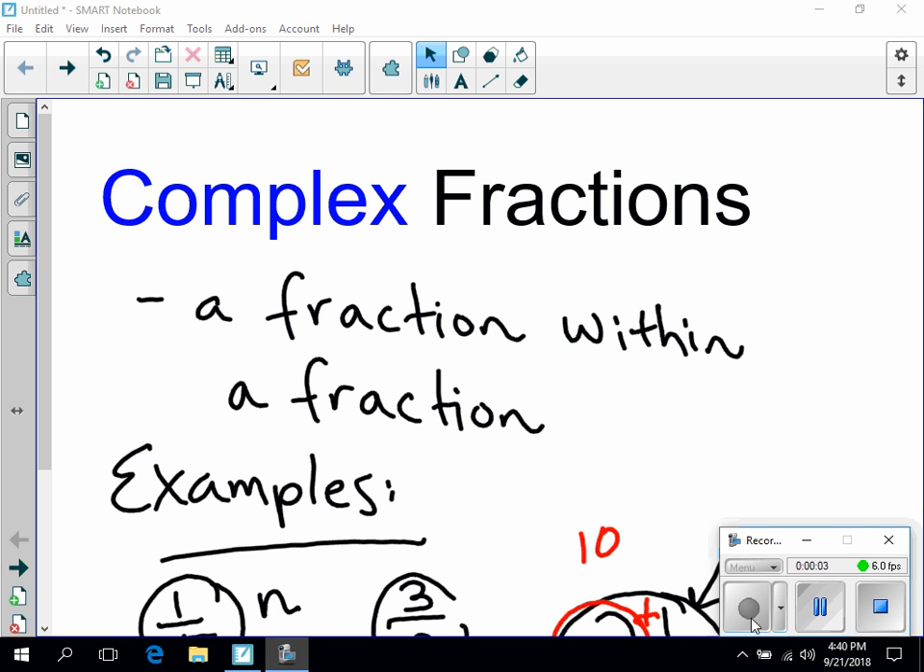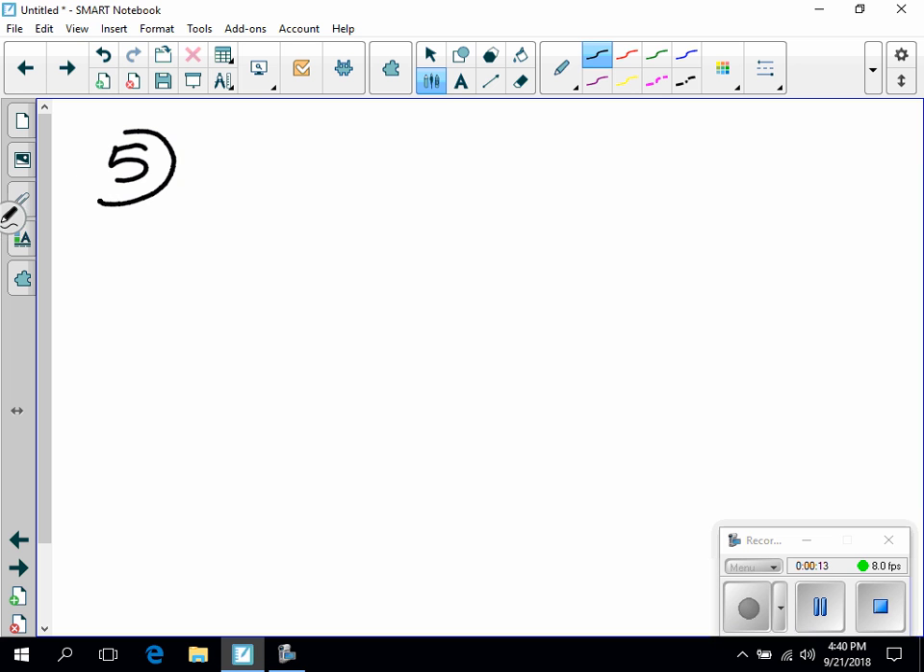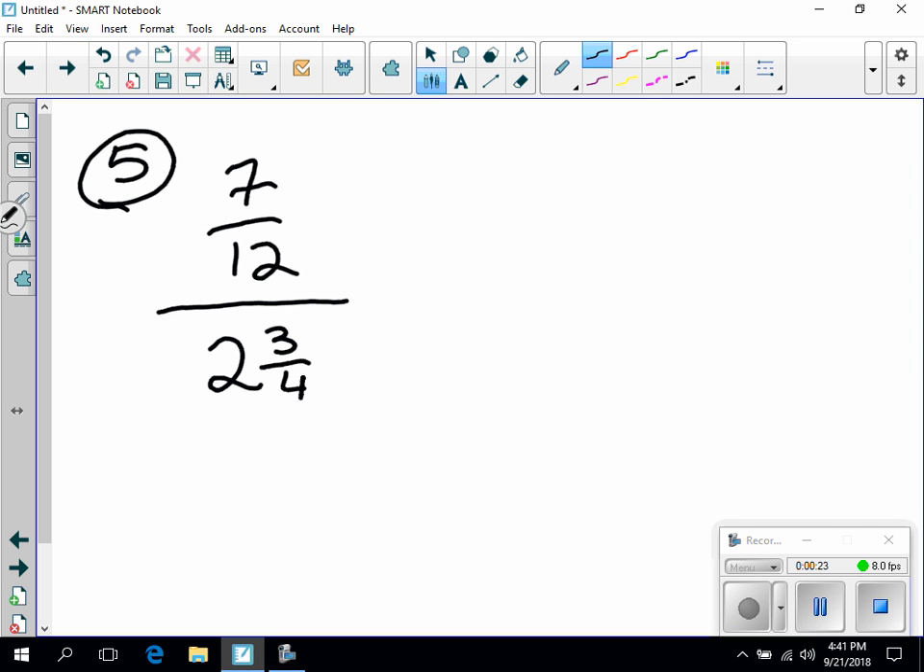In this video, we're going to complete some more complex fraction examples. We've already done problems 1 through 4, so we're ready for number 5. Number 5, 7/12 divided by the mixed number 2 3/4. This is the first problem that we've completed with a mixed number, but the process is still the same.